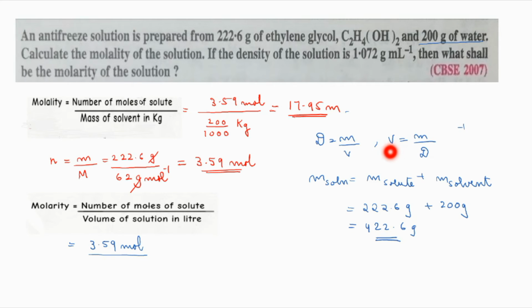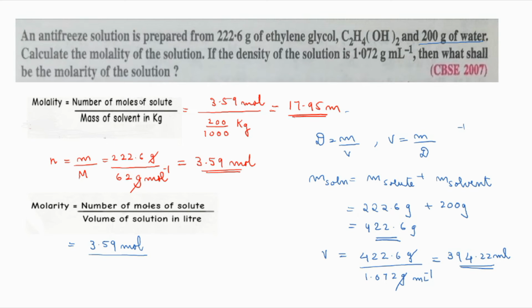From this, is it possible to calculate the volume of the solution? Yes. Volume will be equal to mass of the solution, that is 422.6 gram divided by the density of the solution, that is 1.072 gram per ml. Then gram will be cancelling and you will be getting the answer in milliliter, that will be equal to 394.22 milliliter. Agreed? But here, to find out the molarity, the volume of the solution should be in liter. So we will divide this volume by 1000 and write.